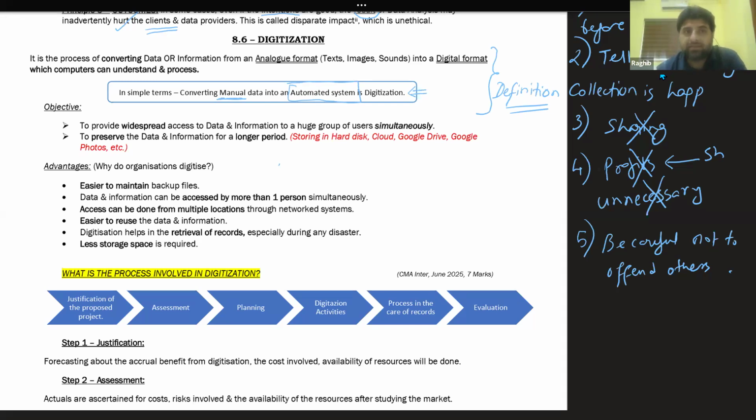Now, why are we doing this? Why is digitization taking place? Let us look into it. The objective is to provide widespread access to data and information to a huge group of users simultaneously, at a single time. Okay. Now, what does this mean? This means that at the same moment, we are sharing the information with various users, various people who are involved.